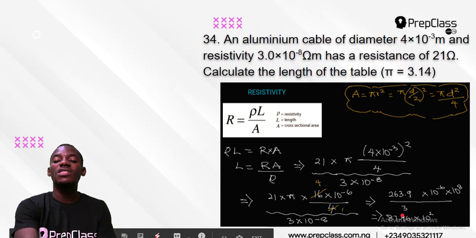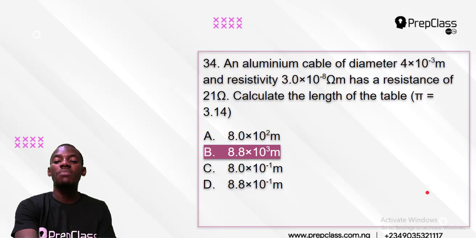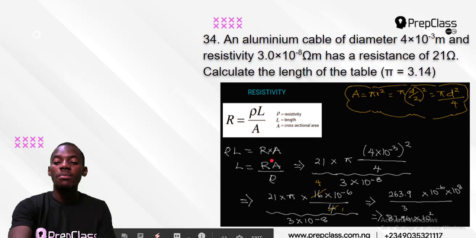Now to bring it into standard form, this point here will jump over to this side, and it will make the 10 to the power 2 become 10 to the power 3. And therefore I'll be getting approximately 8.8 times 10 to the power 3, because of the movement of the point.